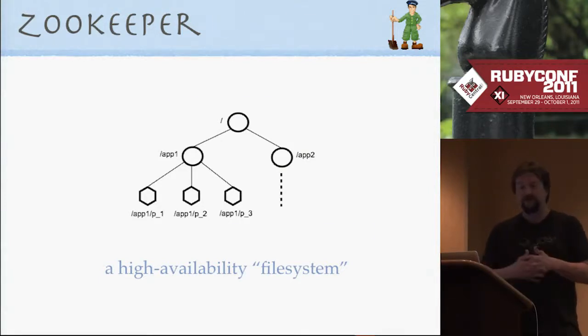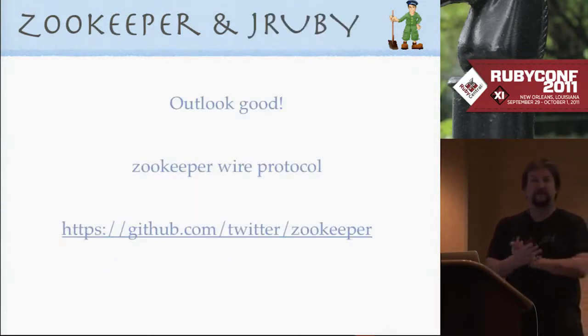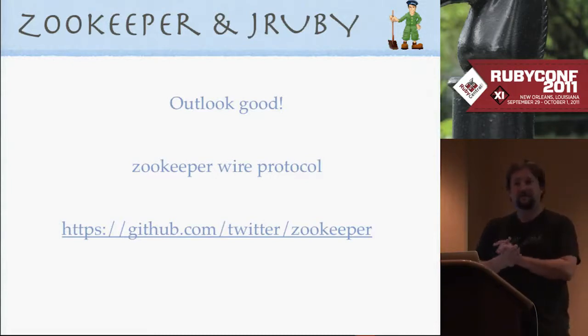So Zookeeper and JRuby, the outlook is good. Zookeeper is a wire protocol; that's how you're going to communicate with it. And Twitter has probably the best implementation I've seen of the Zookeeper wire protocol, so take a look at it if you need distributed coordination. Zookeeper itself is just a jar. It stands by itself. You'll need at least 3 servers running for your quorum to make sure everything looks good. But if you need to do distributed coordination, it's probably a good thing to look at.